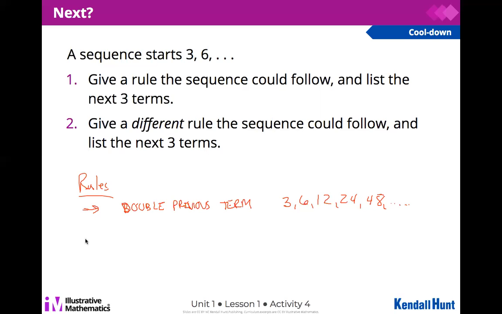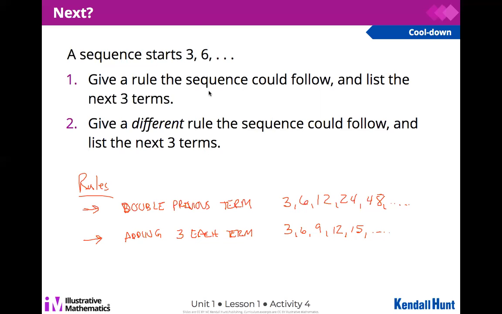Another rule we could use, maybe we're adding 3 each time. So we go 3, 6, 9, 12, 15. There's our first 5 terms. So maybe we're adding 3 each time. These are probably the two most straightforward. I'm sure you could do a lot of others with these, but these are the two that I think pop out the quickest for me, whether you're adding 3 or doubling.